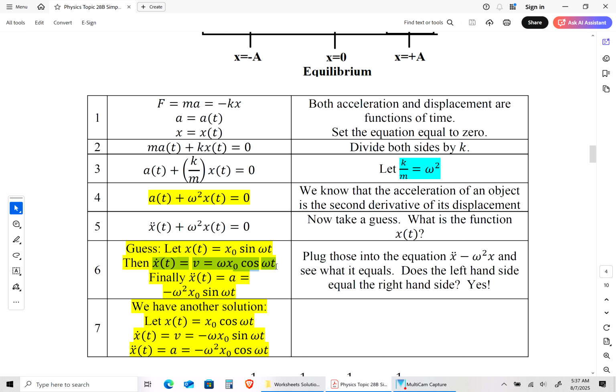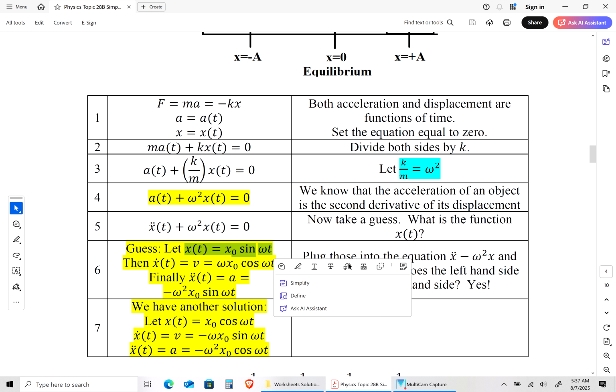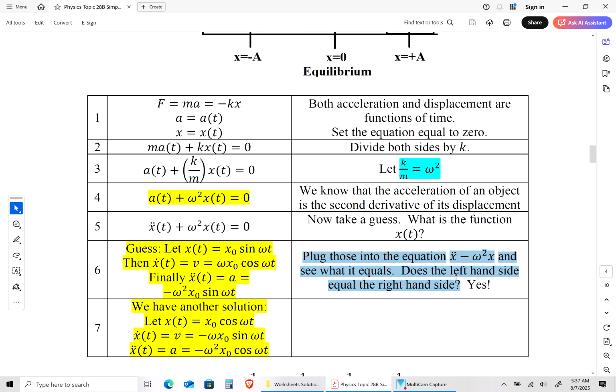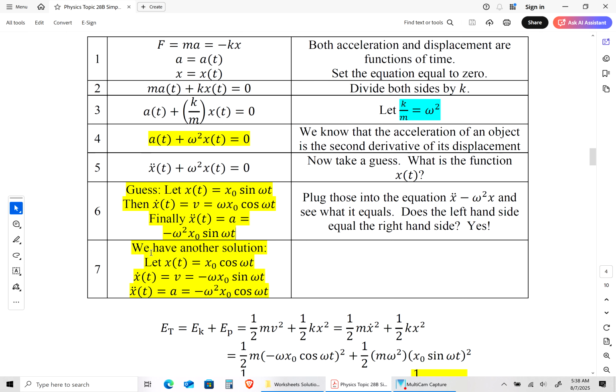Take the derivative, take the second derivative. Now plug those two functions, x double dot and x, into the equation and see what it equals. Does the left-hand side equal the right-hand side of this equation? And it does. So this is a solution here. And we have another solution. This is another solution.